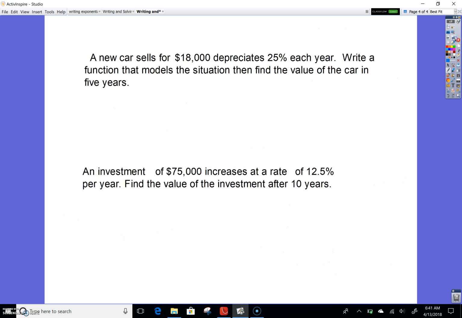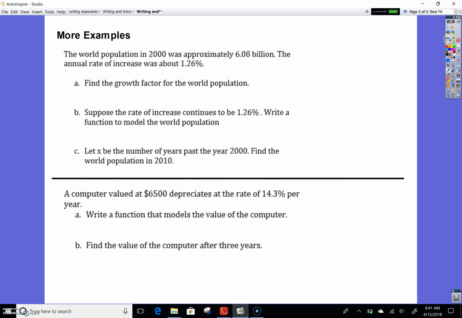We're going to do a couple more examples. Okay, the world's population in 2000 was approximately 6.08 billion. The annual rate of increase was about 1.26%. Okay, so again, this is a percent, and we're going to increase. Okay, find the growth factor.